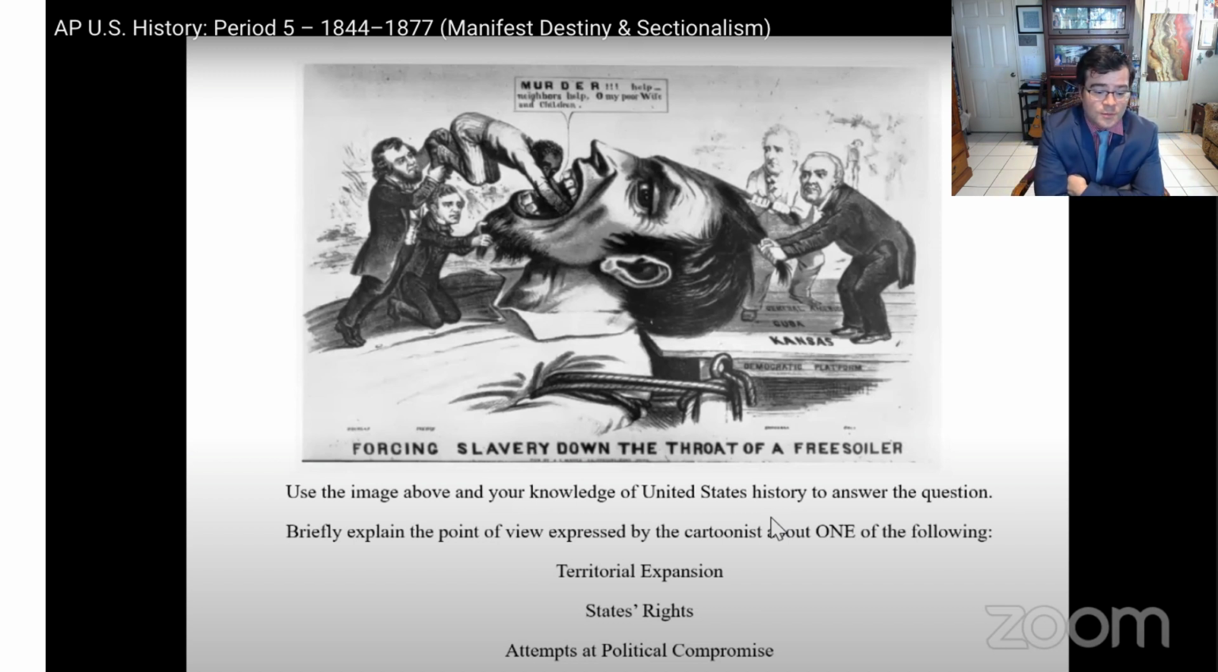Who knows? Okay, so briefly explain the point of view expressed by the cartoonist about one of the following: territorial expansion, states' rights, attempts at political compromise. Let's take a minute to think about these guys. You pick one of them and try to see if you can figure out. It's like a content check so far. Okay, so 1 minute on the clock. Hey Google, minute on the clock. All right, 1 minute, and that's starting now.